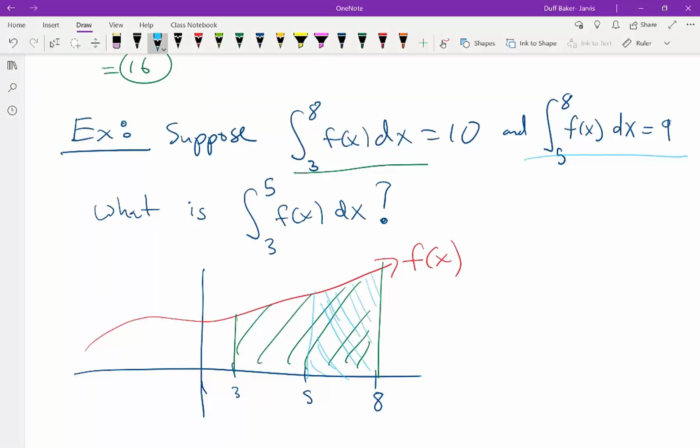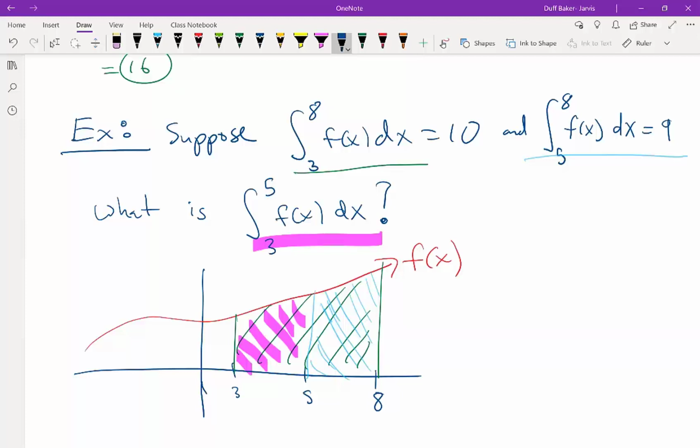And then we're being asked about this other area, right? So to get the pink area, you have to take the green area, which is the whole thing, and subtract off the part you don't want, which is the blue. So pink will be green minus blue, right? So pink is this thing. And so that's exactly the answer. We're really using that additive property from before, right?